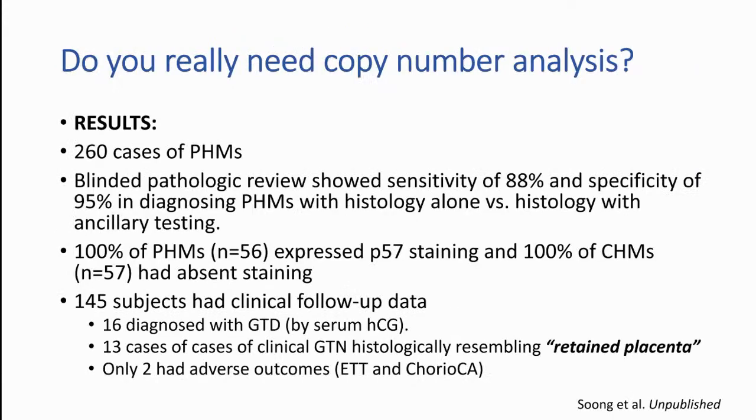So do you really need copy number analysis? Well, we went back and did a study of our cases looking back retrospectively. I reviewed the diagnosis blinded, and my fellow was very cruel, and she mixed in a lot of really good mimics. So under optimal circumstances and in a refined population, pull out all the normal placentas and so forth, the sensitivity and specificity is okay. With histology alone, or with histology and ancillary testing, it didn't have much of an impact. More importantly, doing P57 testing was highly effective.